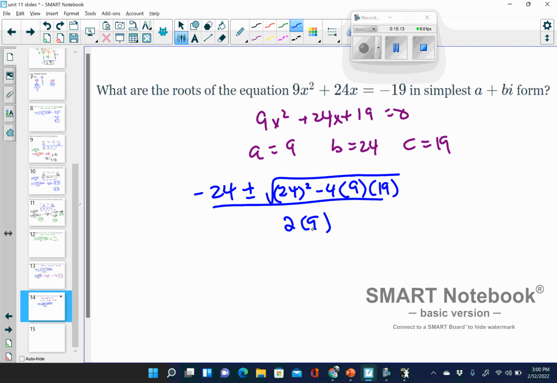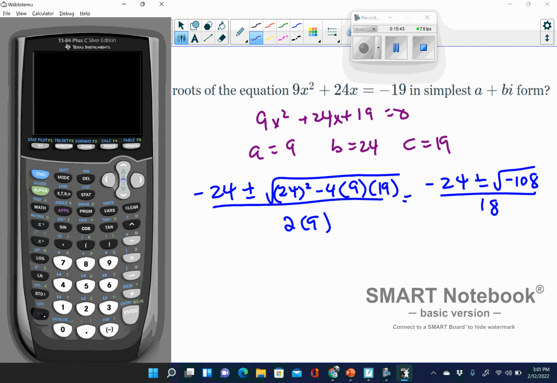So we want to simplify this as much as possible. So we have negative 24 plus or minus the square root of negative 108 all over 2 times 9, which is 18. So the square root of, and we're just going to do this by hand, the square root of 108. So 108 simplifies, 6 goes into 108.